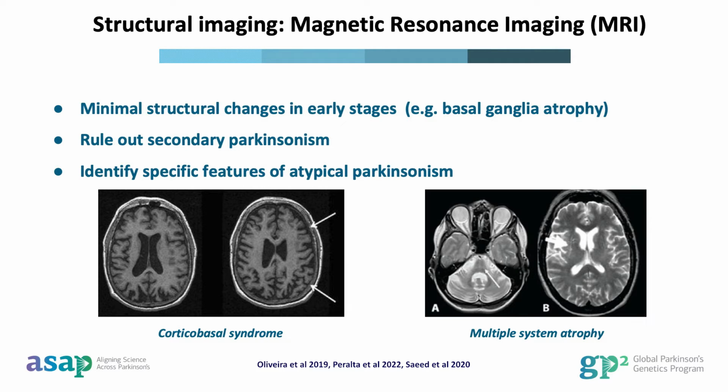MRI can also be useful for identifying specific features of atypical Parkinsonism, such as midline atrophy in PSP, asymmetric dorsal frontal or parietal atrophy in CBS, hyperintensity of the pons and middle cerebellar peduncles, also referred to as the hot cross bun sign, and a putaminal hyperintense rim in MSA, as seen in the figures. However, its use may be limited due to the low sensitivity of these changes, especially in the early stages of the disease.